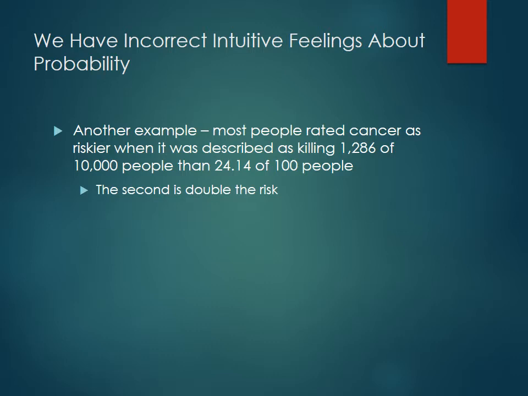You can see this very frequently, especially when looking at report outs of data. So if you were to look at whether or not they thought a cancer was more risky, looking at 1,286 patients out of 10,000, they thought that sounded much more risky than 24.14 out of 100. Even though which one's more risky? Yeah, the second one, because it's twice the risk there, even though the numbers are smaller. It's just all a matter of how you're reporting it.